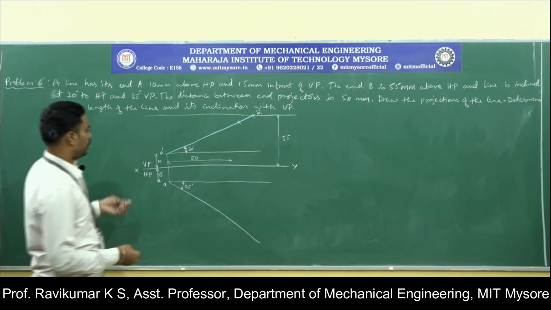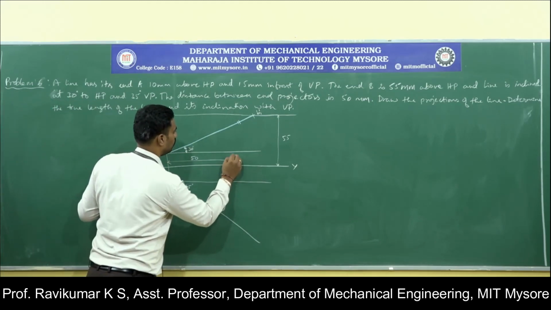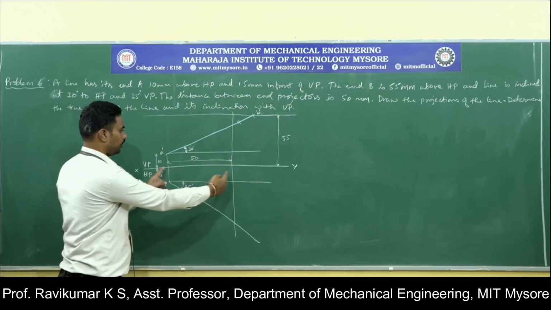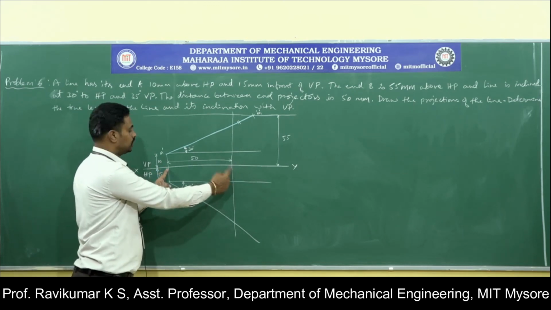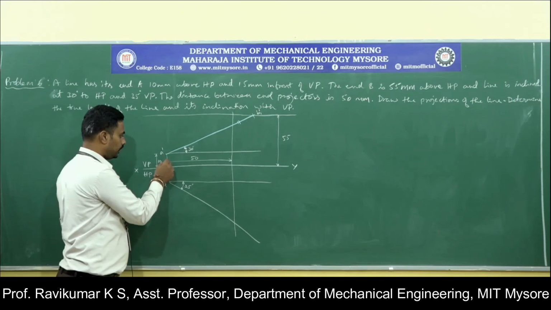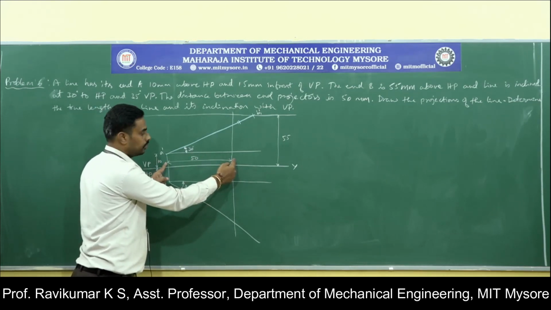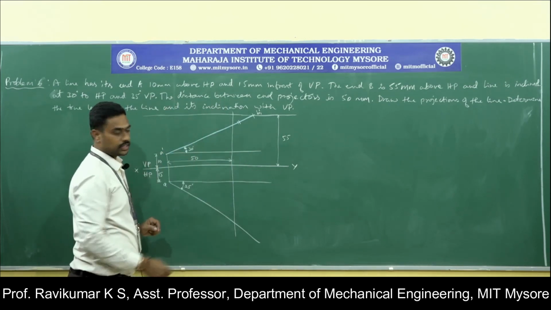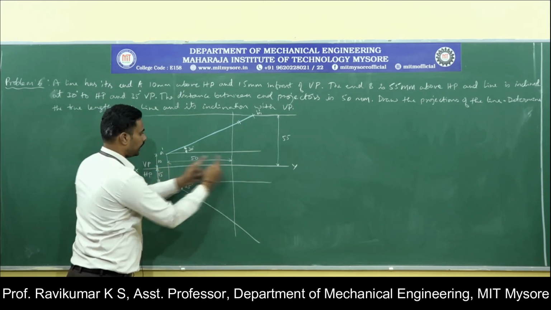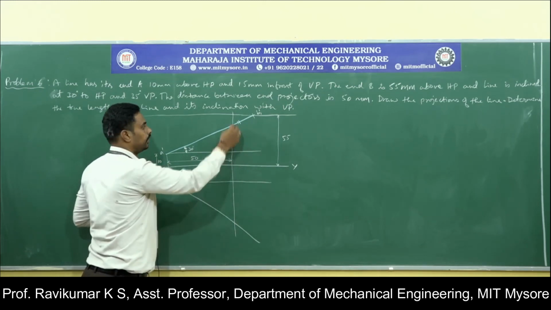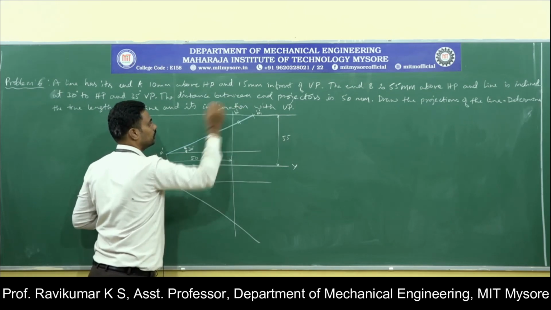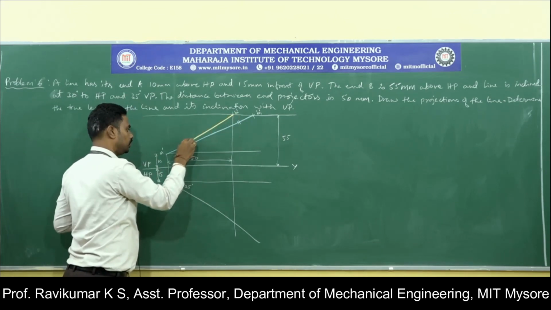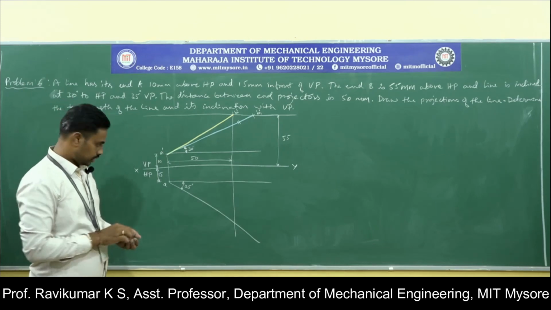For 50 mm you just draw one perpendicular line like this. So this represents the distance between end projectors. The projector of A is here, therefore the projector of B should be at 50 mm distance from the projector of A. That is the distance between end projectors, the horizontal distance between the projectors of A and B. So B should fall on this line, therefore this should be B dash. If you join these two, you will get the apparent length.